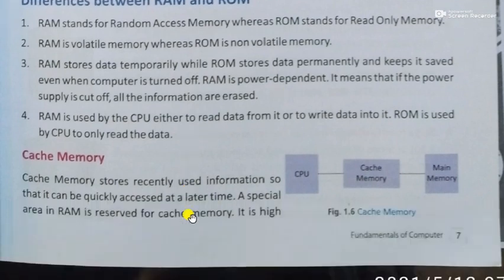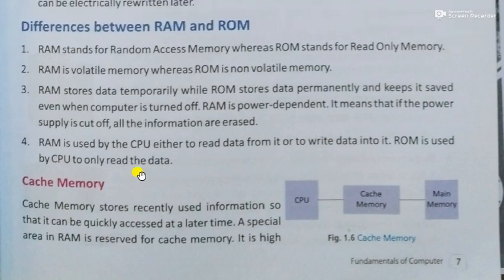Cache memory stores recently used information so that it can be quickly accessed at a later time. A special area in RAM is reserved for cache memory. You can find this even in a mobile phone. This is temporary, and recently used memories are stored here. As we have learned, this RAM is volatile.